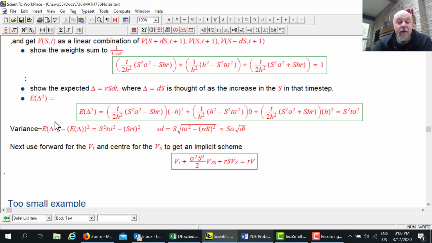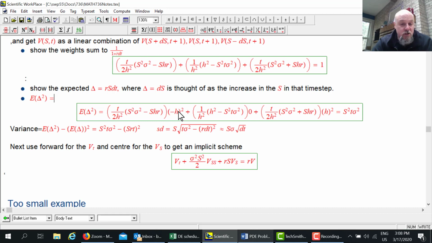I want to get the variance now. So I'm going to get the variance of the change in the stock by thinking of it as the expected value of delta squared minus the square of the expected value of delta. So if the stock dropped down, then the delta would have been minus H.